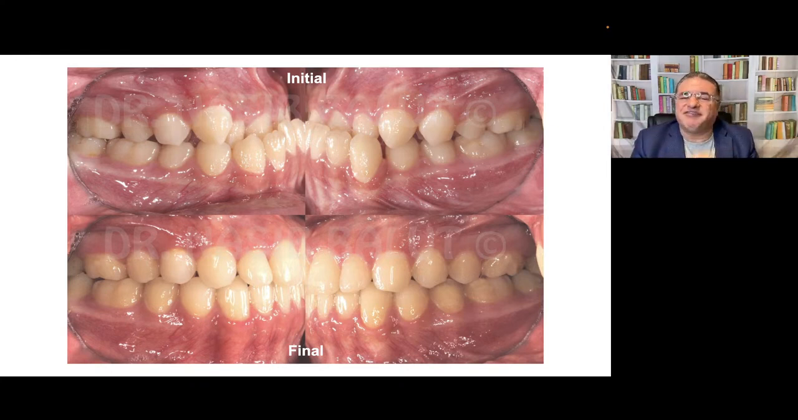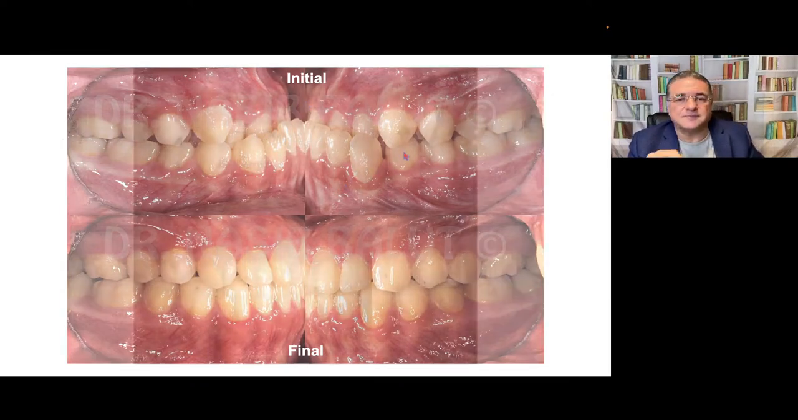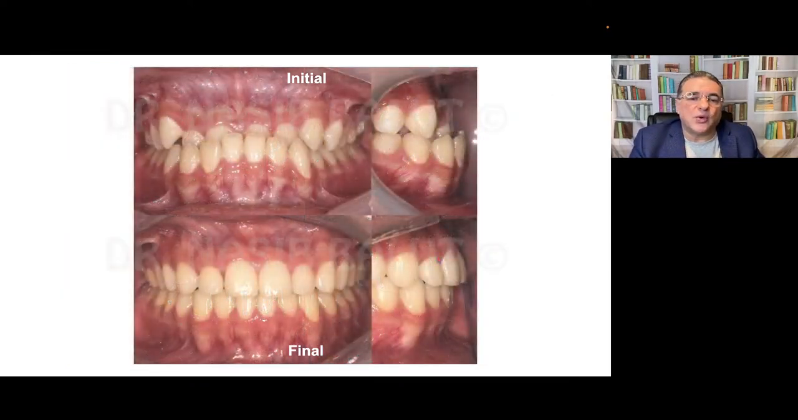This patient was very cooperative, so we never needed to use mini implants. Just with class 3 elastics, and changing my bracket positioning before I get to the heavier wires, we were able to solve the full class 3 on both sides. We were able to intrude the lower anteriors.